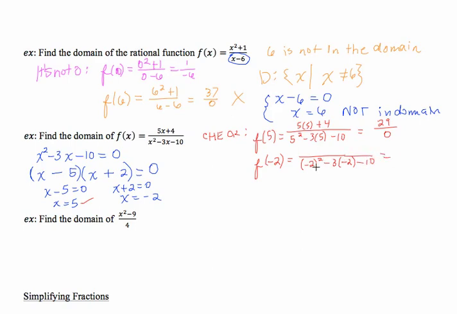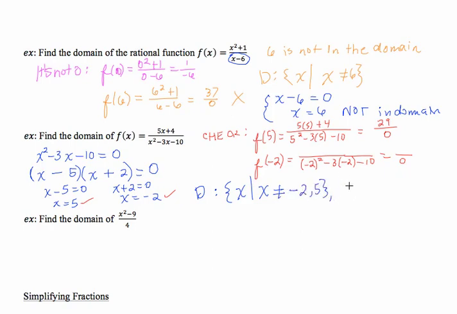And again, then we get 4 plus 6 minus 10. 4 plus 6 minus 10 is 0, so that also does not work. So therefore the domain is everything except negative 2 and 5. Let's write it 2 ways, because there's two fairly simple ways to do it. You could say the set of all x such that x does not equal -2 or 5.